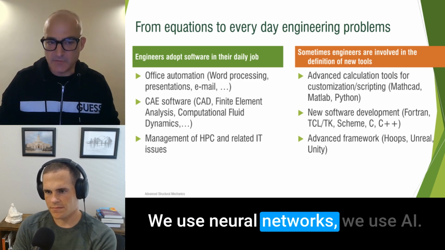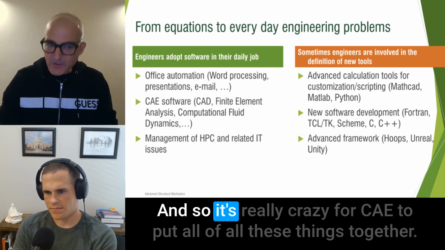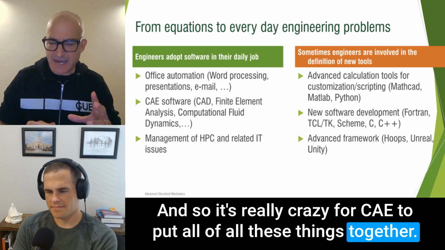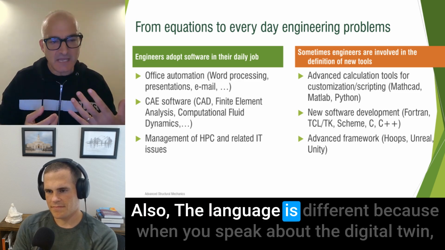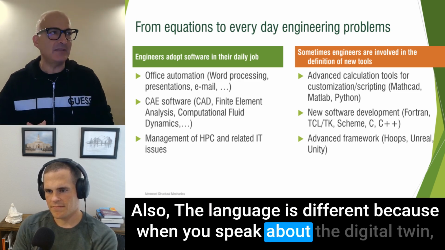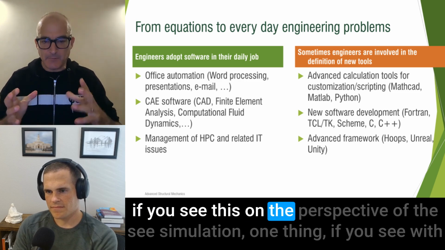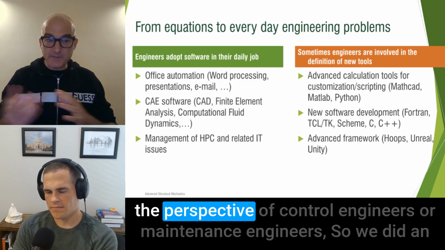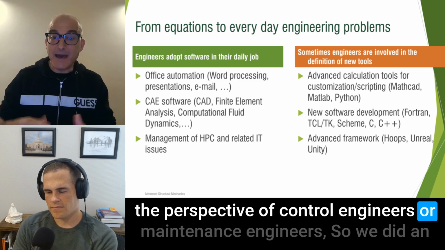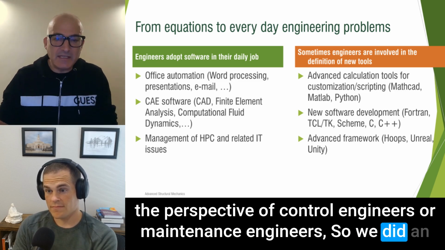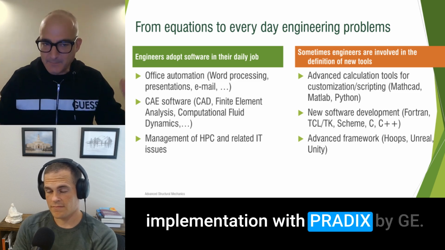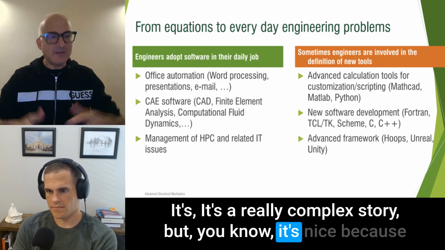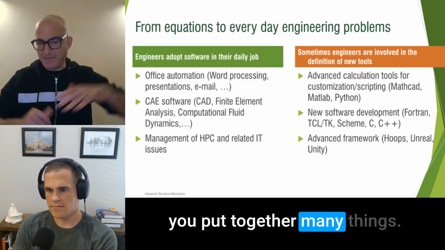We use neural networks, we use AI. And so it's really crazy for CAE to put all these things together. Also, the language is different, because when you speak about the digital twin, if you see this from the perspective of CAE simulation, it is one thing. If you see it from the perspective of control engineers or maintenance engineers, so we did an implementation with Predix by GE. It's a really complex story, but it's nice because you put together many things.